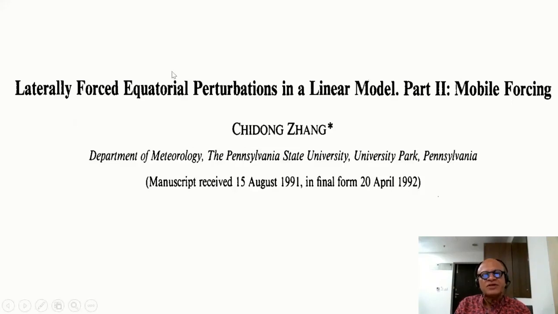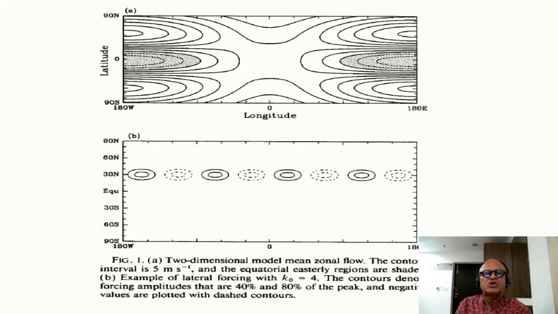and the ideas of extratropical forcing of the tropics evolved from those. This paper of Chidong Zhang, which is a follow-up to the Zhang and Webster paper, looks at laterally forced equatorial perturbations in a linear model with mobile forcing. So I'm just using this as one example of how the theories and mechanisms for the explanation of extratropical forcing of the tropics have evolved. There are many, many, many more papers that have arrived later on by various people.